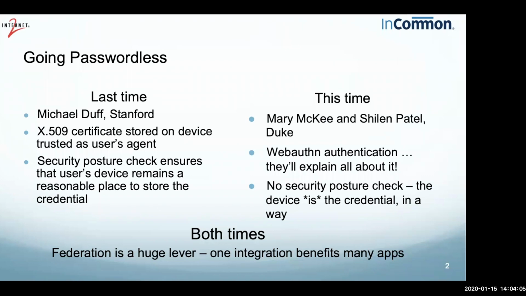Security posture checking is one of those areas that Stanford is leveraging. It's not dependent upon having security posture checks, but it bolsters, in my opinion, their overall passwordless approach. Whereas in the case of WebAuthn and Duke's approach, it doesn't seem to have the same kind of need. But one big thing in common is that they are using federation. Both schools use federation internally to a very large extent, and it's a huge lever for them. They get a bunch of apps with one integration, that is, in each case, with their Shibboleth Identity Provider.